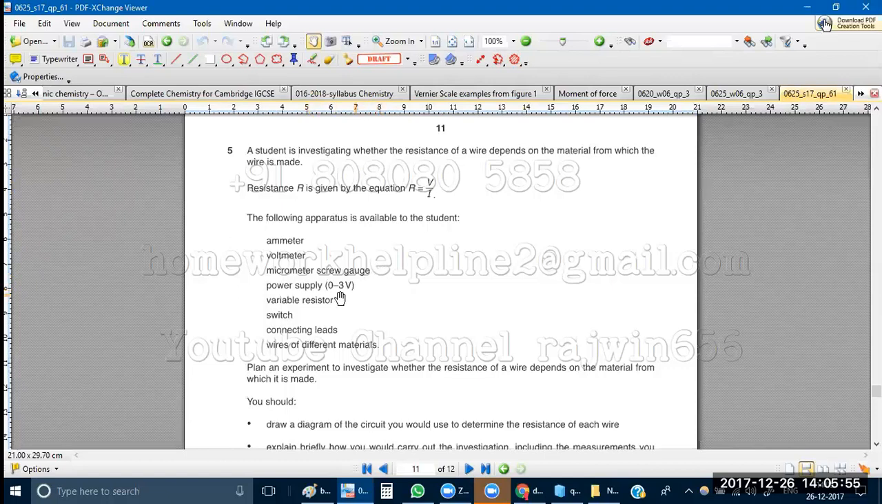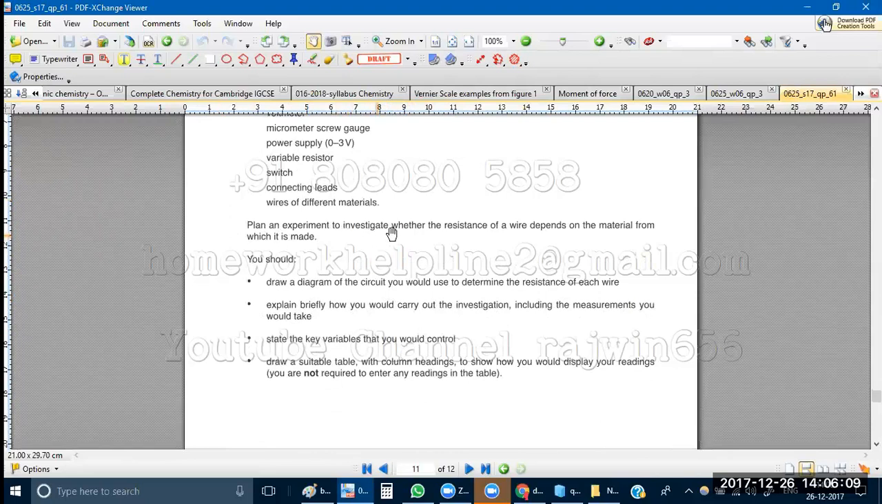We are given a power supply, variable resistor. The switch is given, connecting leads, that is connecting wires, and then finally obviously the wires of different materials. Plan an experiment to investigate whether the resistance of a wire depends on the material from which it is made. You should draw a diagram of the circuit you would use to determine the resistance of each wire.